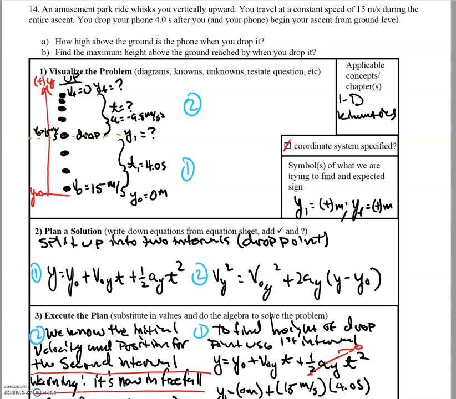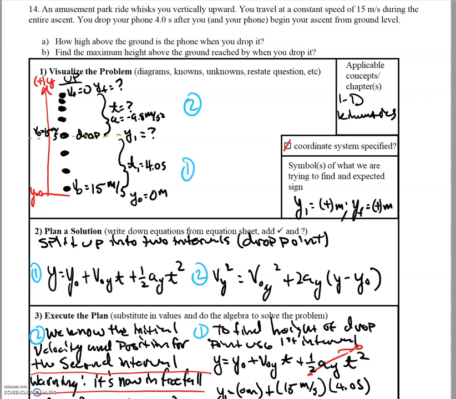So what's going on is you're on this ride, right? You're moving upward at a constant speed. The phone is in your hand. Maybe you're flailing your arms a little bit or just holding it outside of the ride.